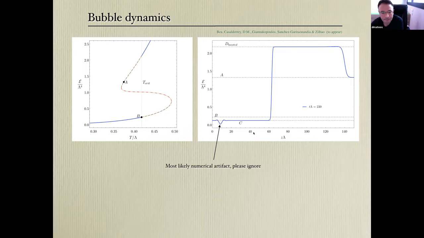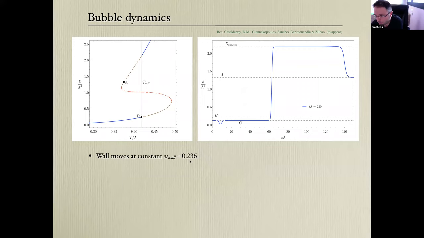Now, what we see in this simulation that I just showed you is that the wall of the bubble moves to the right with constant velocity, which in this case happens to be 0.236. We also see that even though you started with the state A outside and the state B inside, once the bubble gets in motion, the system relaxes and chooses its preferred state in front of the bubble, what I'm calling D boosted here, and C inside. Okay, and this D, if you look at the fluid velocity here, it's constant and equal to 0.219.